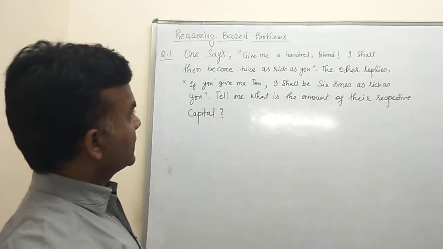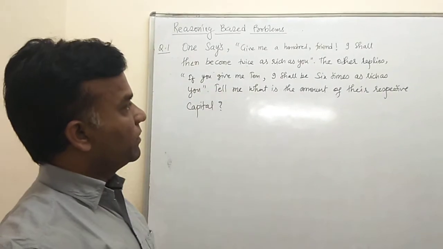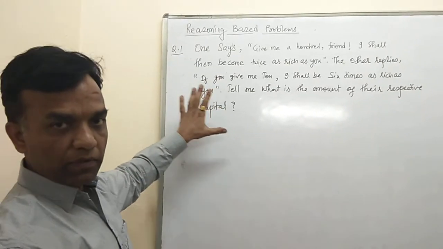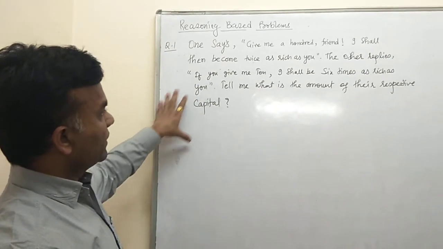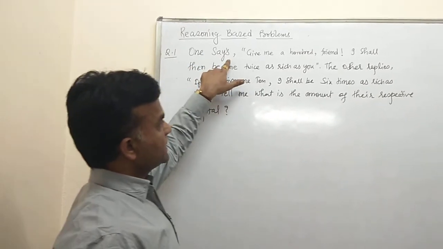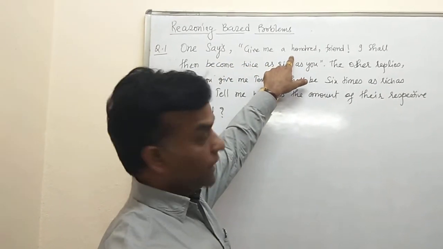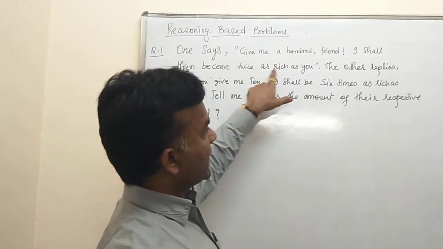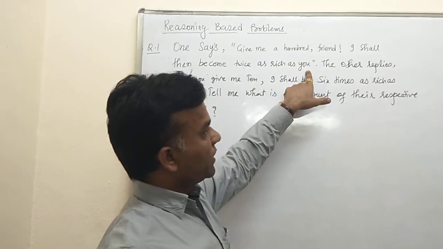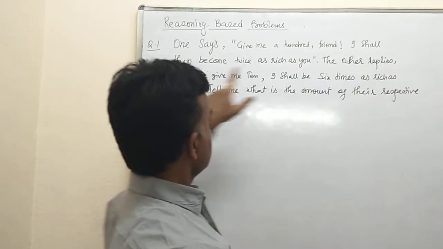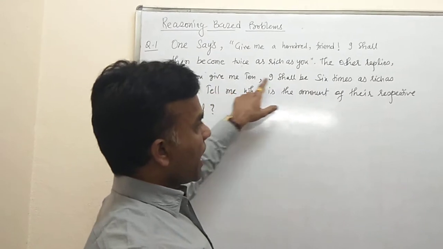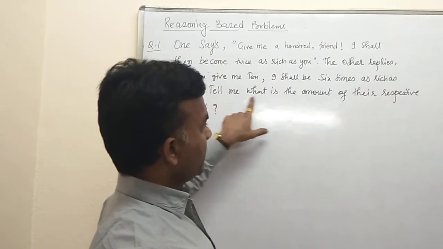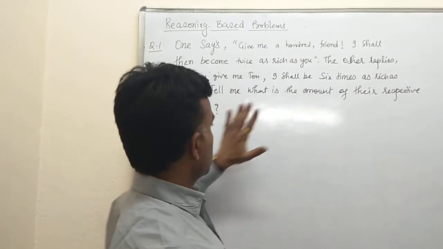Now the last variety of this category in applications: reasoning based problems. Now here we have the question. First we read it out and then start solving. One says, give me 100, friend, and I shall then become twice as rich as you. And the other replies, if you give me 10, I shall be 6 times as rich as you. Tell me the amount of their respective capital.